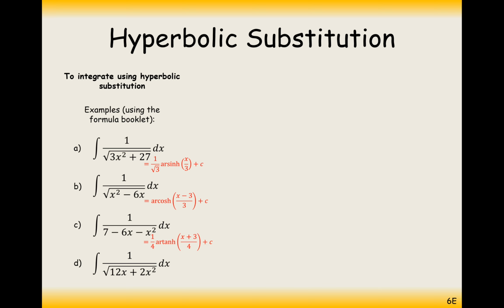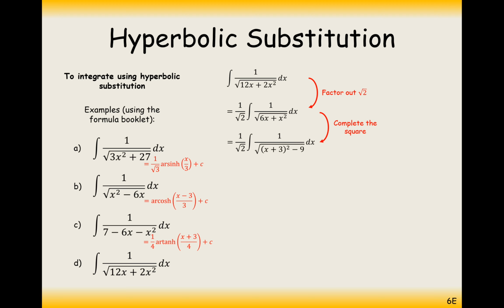And let's move on to the final one out of this set of examples. It's going to be 1 over 12x plus 2x squared. What are we going to do here? First, we're going to factorize out the root 2. So it'll now be just 6x plus x squared. Then we complete the square of the expression inside the square root. So it'd be this thing here.